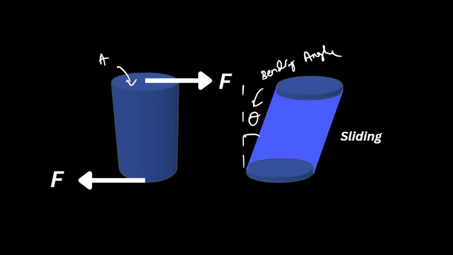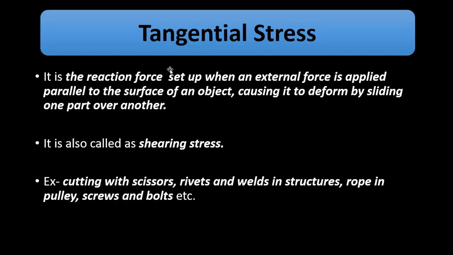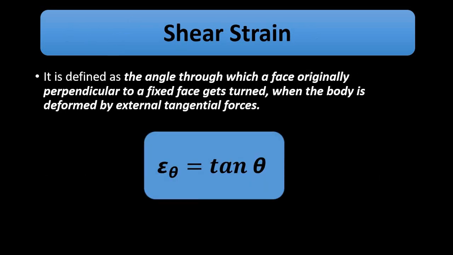The tangential stress is also called shear stress or shearing stress. Shearing or tangential stress, they are the same. The relationship between tangential or shearing stress and shear strain is called the modulus of rigidity.